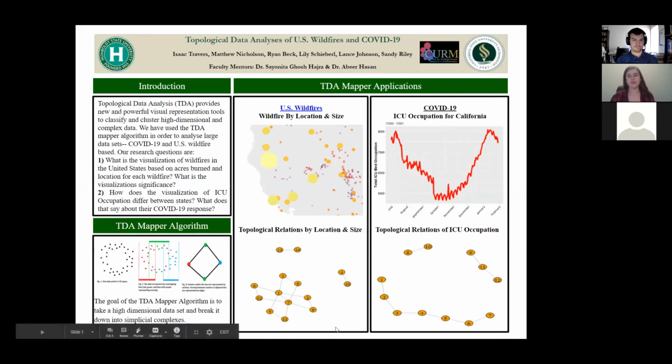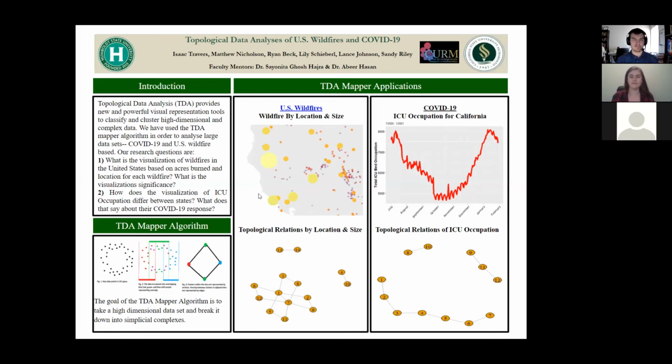Underneath that, we have a mapper algorithm that gave us three three-dimensional clusters because we used a 3D mapper. The lowest cluster represents the Midwest because those have smaller fires and are closer together. So all that cluster just represents the Midwest because they have very small fires and they're all very close together. And the two other clusters represent the West Coast because those have much larger fires that are closer together. And now I will pass it back to Lance to talk about COVID-19.